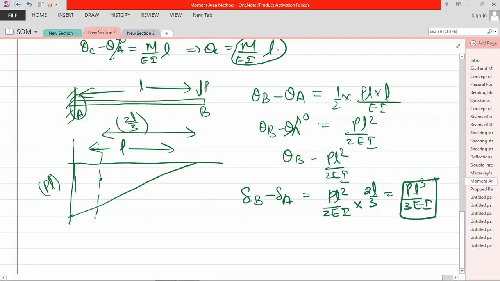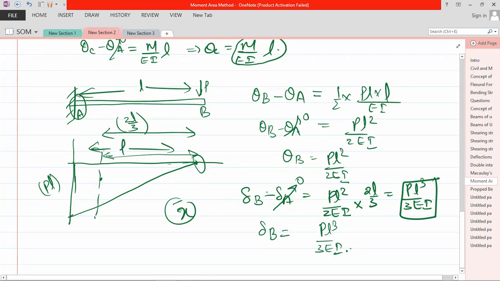Okay, so this is 0. So delta V is equal to PL cube by 3 EI. So this X bar should be from the end where we need to calculate. Means if you want to calculate at this point, then the center of area will be calculated from this only. This is the main thing.